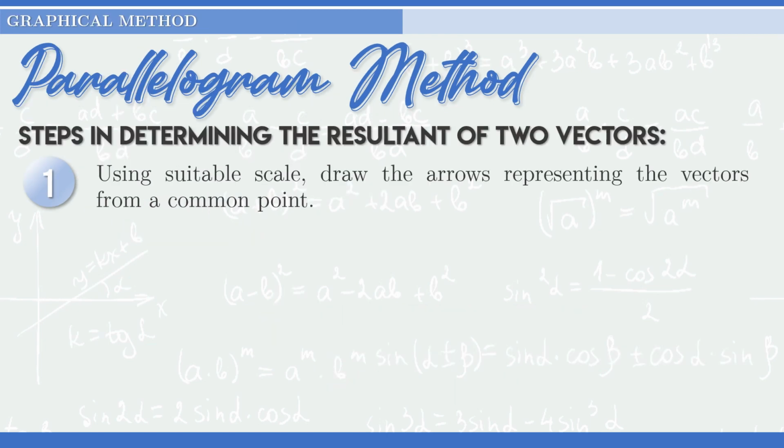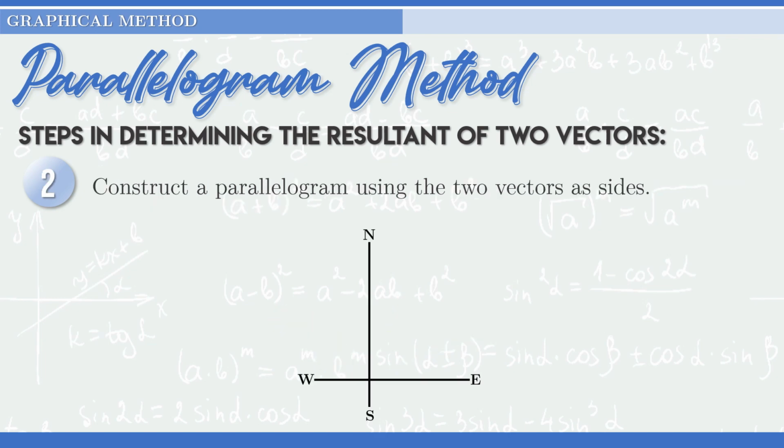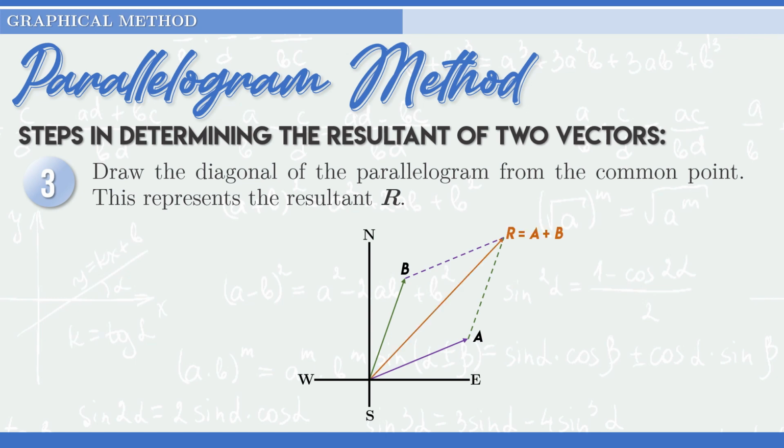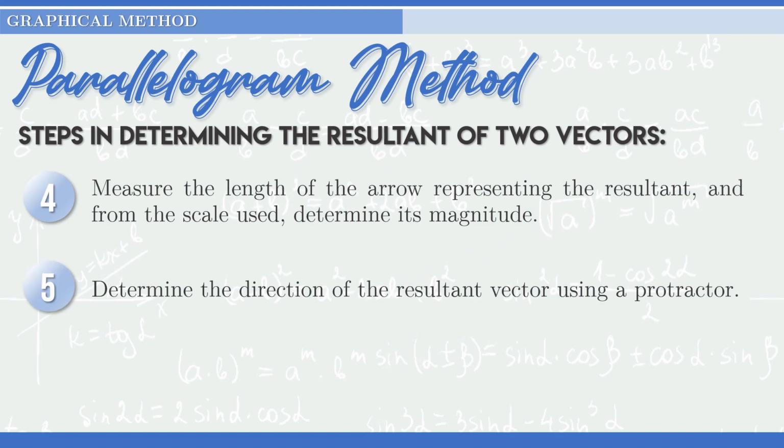To determine the resultant of two vectors under the parallelogram method, first, using a suitable scale, draw the arrows representing the vectors from a common point. Second, construct a parallelogram using the vectors as two sides. Third, draw the diagonal of the parallelogram from the common point. This represents the resultant R. Fourth, measure the length of the arrow representing the resultant, and from the scale used, determine its magnitude. And lastly, determine the direction of the resultant vector using a protractor.